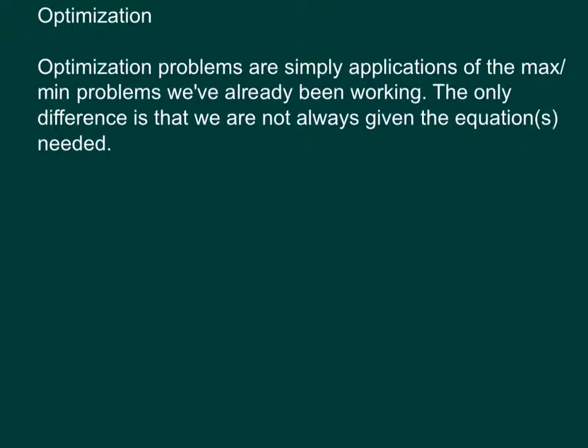Optimization problems are simply applications of the max-min problems we've already been working. The only difference is that we're not always given the equations needed. So you may have to read the problem carefully and then figure out what the equation is that we're actually trying to maximize or minimize. So let's look at some examples.